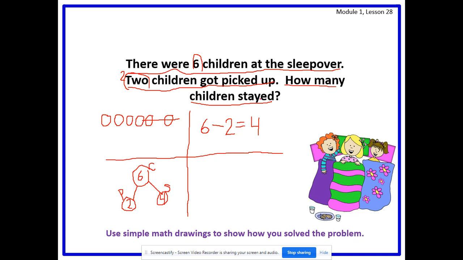And we were looking for how many children stayed. Well, that is 4. So we're going to go ahead and box 4. And finally, we write a statement answering this question using our words. So how many children stayed? We can write 4 children, go ahead and write with me. Sorry for my messy handwriting. I promise I don't write this bad. 4 children stayed.